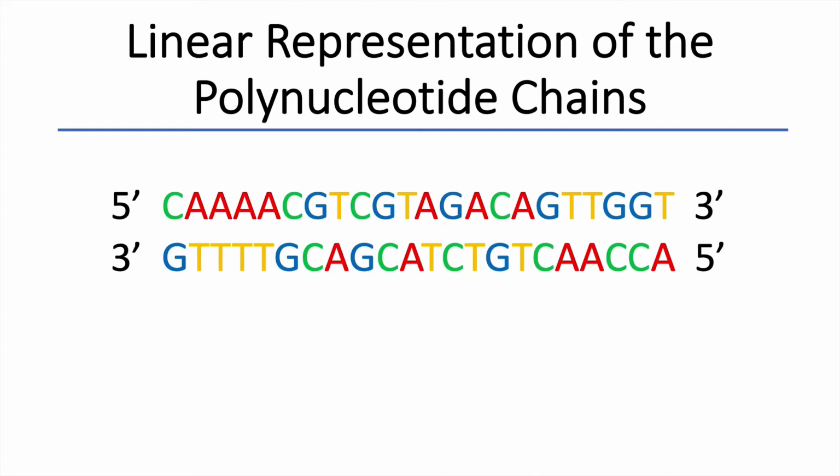This slide indicates a linear representation of the polynucleotide chains. Once again, we observe that each of the chains is oriented in opposite direction to its complementary partner. We also see the required pairing of the nitrogenous bases on each of the complementary strands. A always pairs with T, and G always pairs with C.